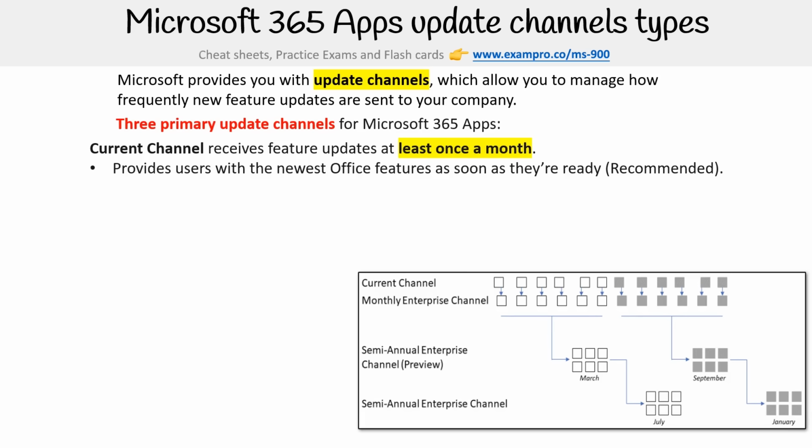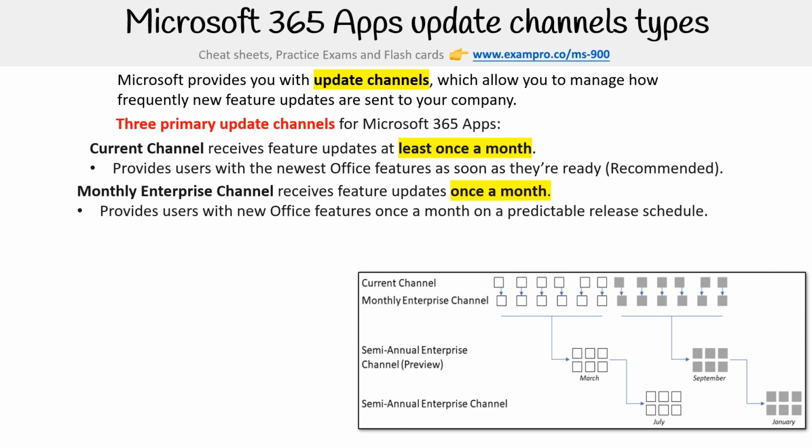The first one is Current Channel, which receives feature updates at least once a month, but there's no exact set schedule for the update. This channel also receives security and non-security updates around 2 or 3 times a month. Microsoft recommends this channel because it provides users with the newest Office features as soon as they're ready.